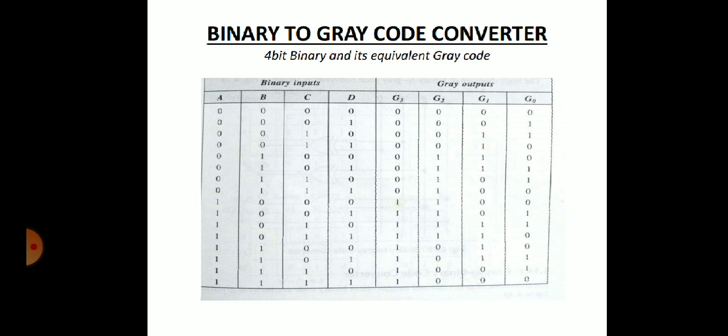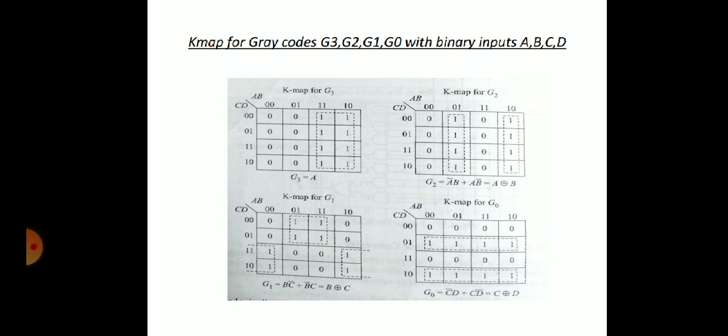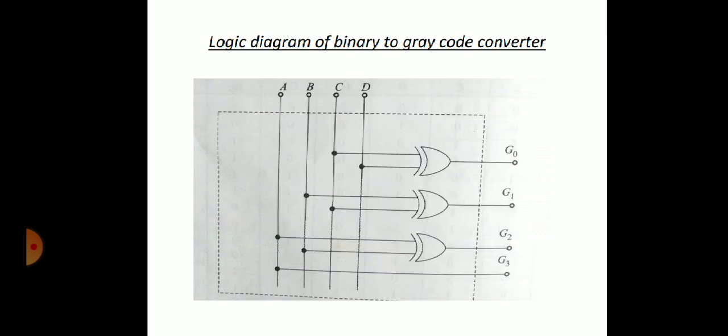So in this way, first fill all the conversions. First, for binary inputs, as the variables are 4, A, B, C, D, write down first the representations of 0 to 15. Then convert to its equivalent gray output. After that, do the K-map. The variables will be A, B, C, D, and you will do the K-map for G3, G2, G1 and G0. This is the K-map. And using the expressions, you will do the logic diagram of binary to gray code converter. This is the circuit.